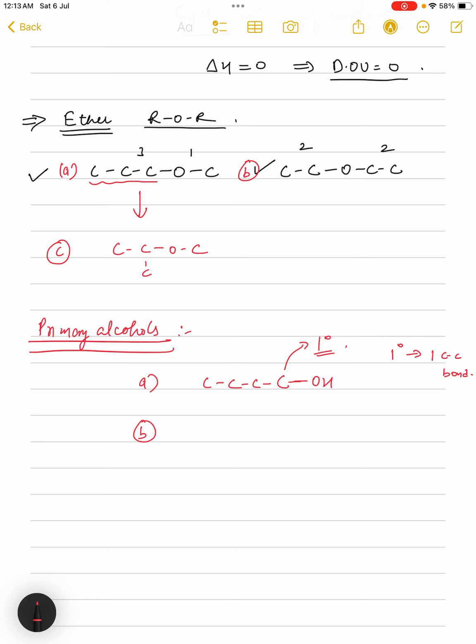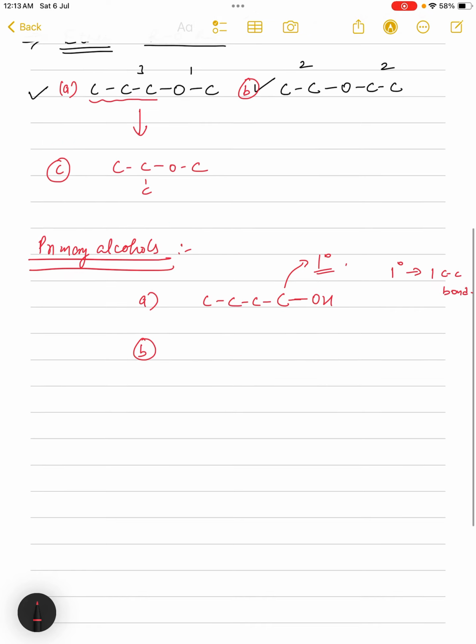Another chain isomer we can draw. We have to play with these 3 carbons, in the form of a chain, to obtain different types of primary alcohols, right? How will it be, let's see. If I draw it like this, again this is also a primary alcohol, right? Let's see if we have another option.